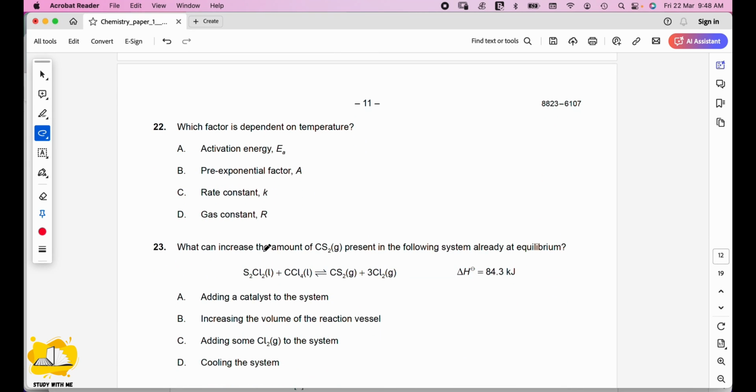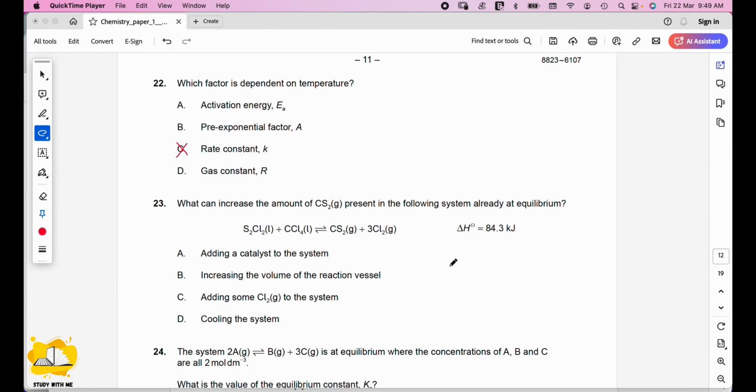Okay, so which factor is dependent on temperature: activation energy, pre-exponential factor, rate constant, or gas constant? So the answer is C. K is dependent on the temperature, because if the temperature increases, so does K. If the temperature decreases, so does K. So the answer of question number 22 is C.